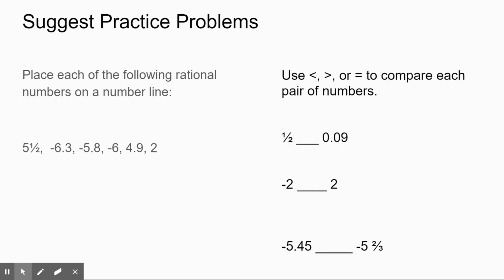Finally, some suggested practice problems. We have a few rational numbers for you to place on a number line there. Again, make a fresh number line, make a new one. And then the other one, you have 6 values. You're going to compare them using the greater than, less than, and equals signs. Ready, go, good luck.